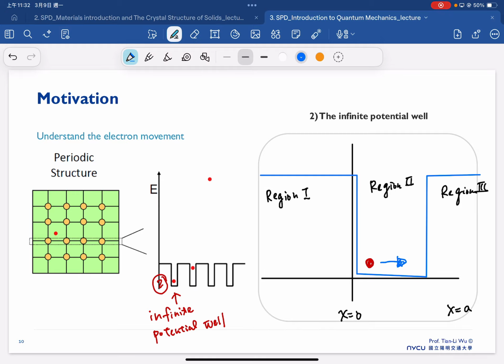But since this is a potential well that will approach infinity, we can consider this one will be approached to infinity, as shown here. So that's an assumption we can make for region 1 and region 3, that the potential will be approached to as large as possible, and that will be considered as the case here.